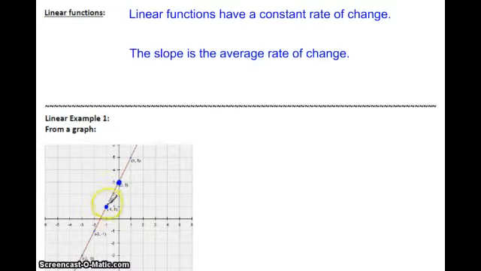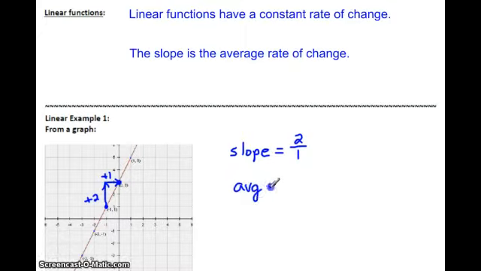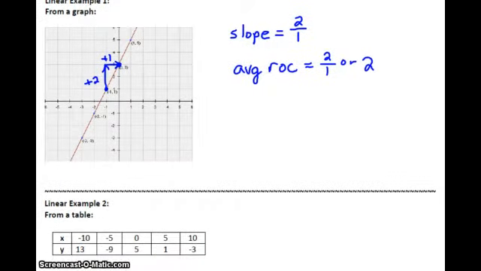You always start with the leftmost point. I go up 2 for this one, and to the right 1. So my slope is 2 over 1, which also means my average rate of change, and I'm going to abbreviate ROC for average rate of change, is also 2 over 1. So slope and average rate of change for linear functions are the same thing.